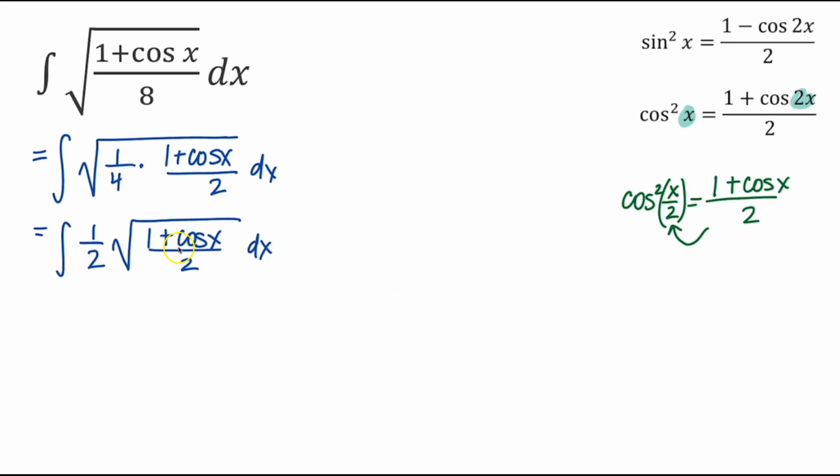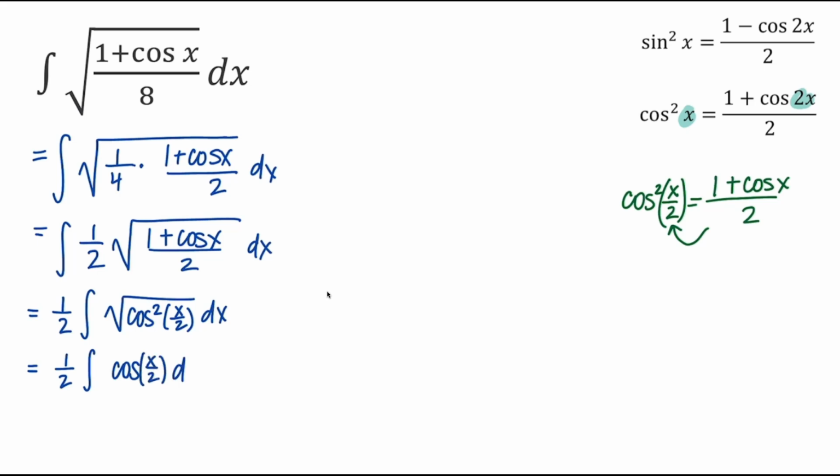So now I can replace the part underneath the square root with something squared. So I have, I'll pull the 1/2 out, the integral of the square root of cosine squared of x over 2 dx. Now, the square root of cosine squared of x over 2 is technically going to become the absolute value of cosine of x over 2. So we'll just assume cosine of x over 2 is positive to make this work out nicely. So we'll have 1/2 the integral of cosine of x over 2 dx, but with the restriction that cosine of x over 2 has to be positive or equal to 0.